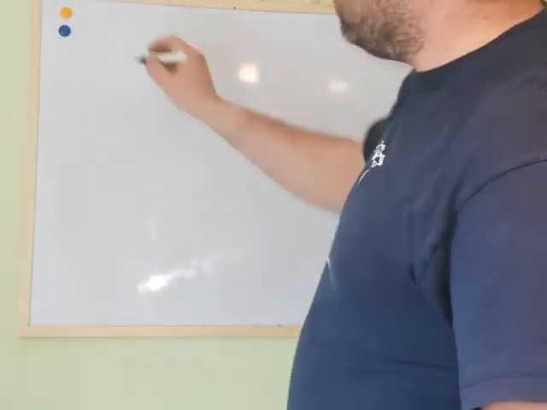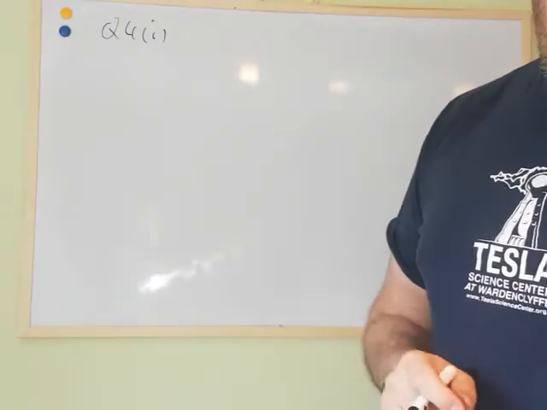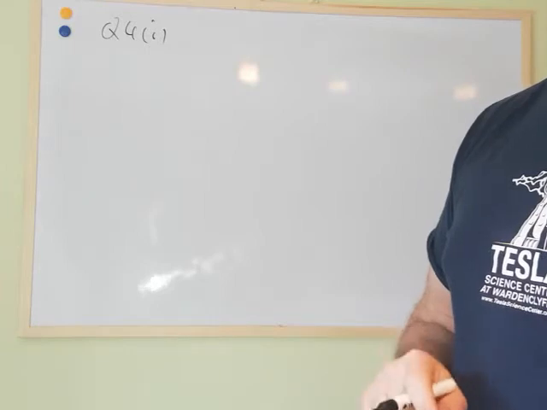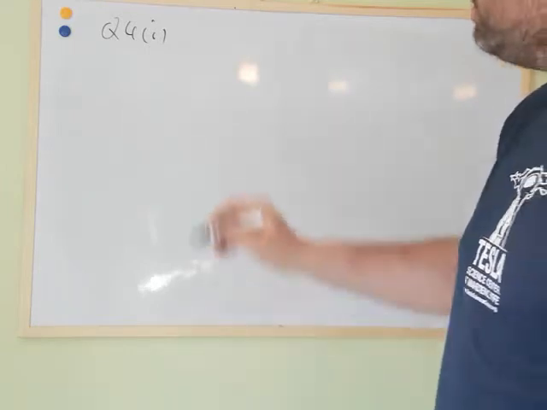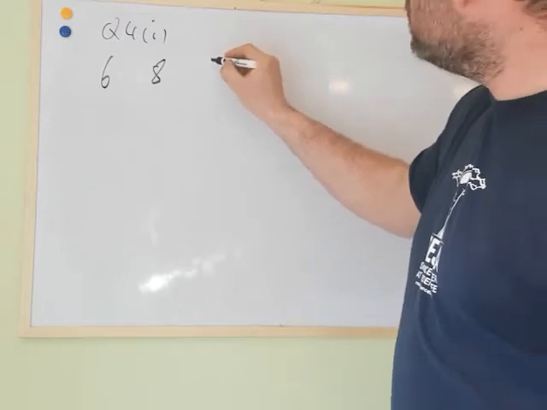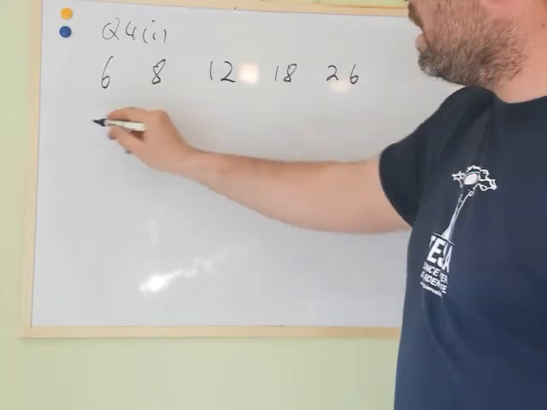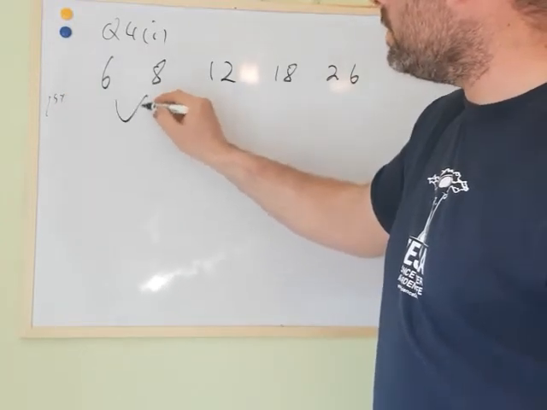Question 4. Part 1. By examining the pattern in the first differences, write down the next 2 terms in each of these sequences. 6, 8, 12, 18, 26. So let's get our first difference.